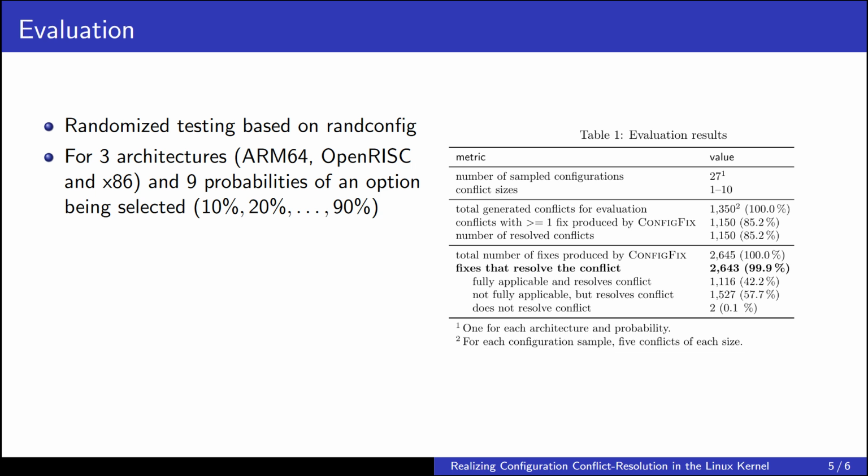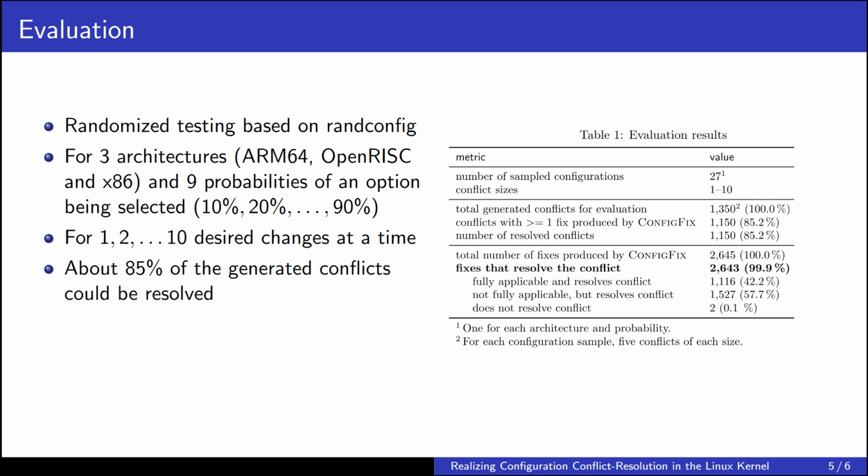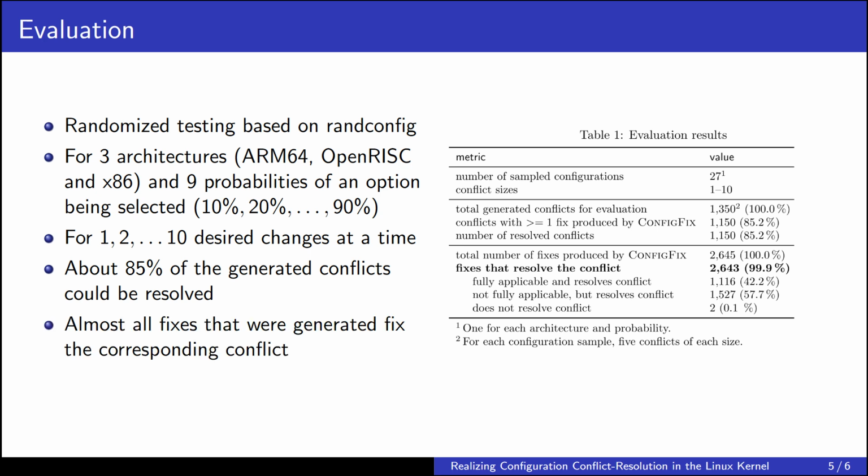For each of these configurations, we generated random conflicts containing 1 to 10 changes. The results can be seen in the table on the right. The most important results are that about 85% of the generated conflicts could be resolved, and that almost all fixes that were generated actually do fix the corresponding conflict.